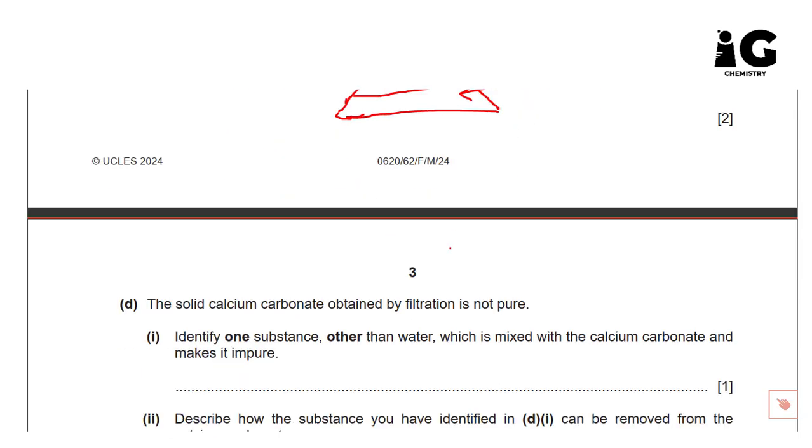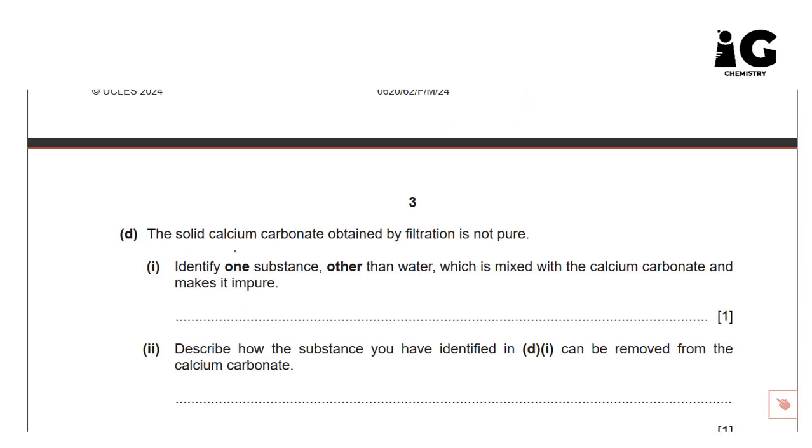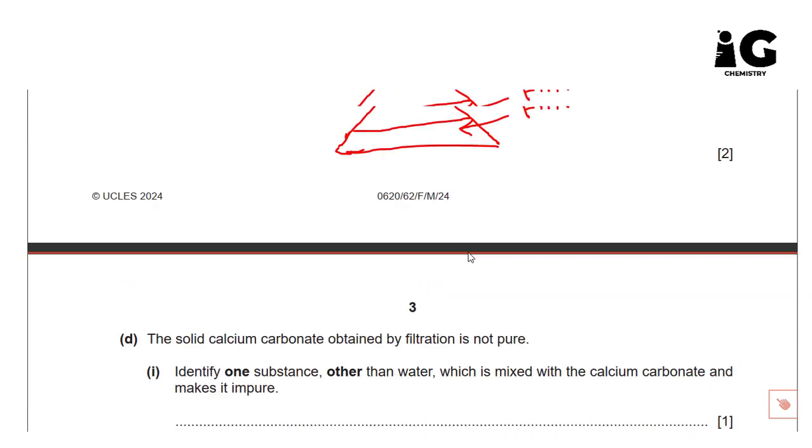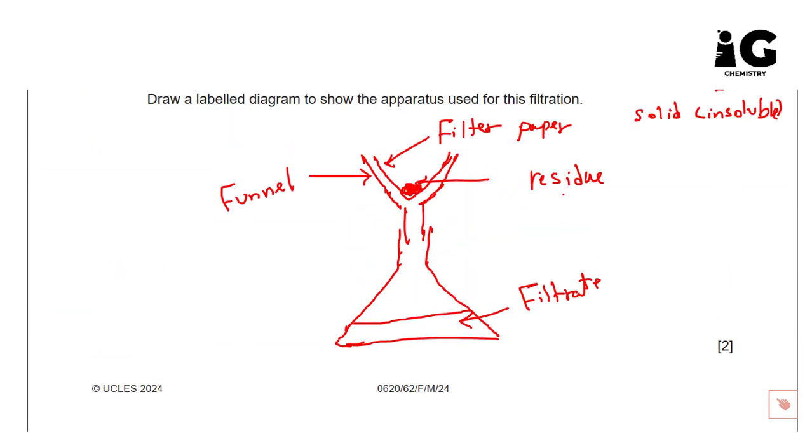Next question. This is D, the solid calcium carbonate obtained by filtration is not pure. So here we talk about this residue. Actually, this residue now is CaCO3, which is solid. Here you say it's not pure.